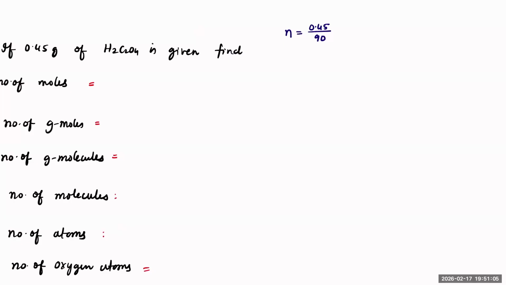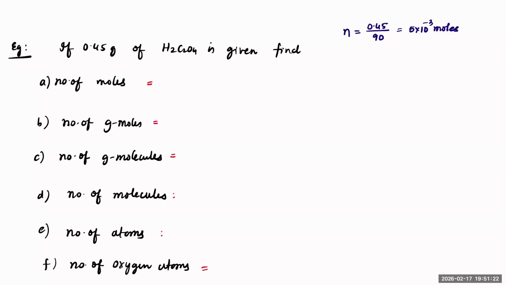Yes. So you know that 9 goes how many times? 5 times here, right? So if I put it as 100, it will be 5 into 10 raised to the power of minus 3 moles. Correct? Yes. So these many moles we have. So let me write that: 5 into 10 raised to the power of minus 3 moles.